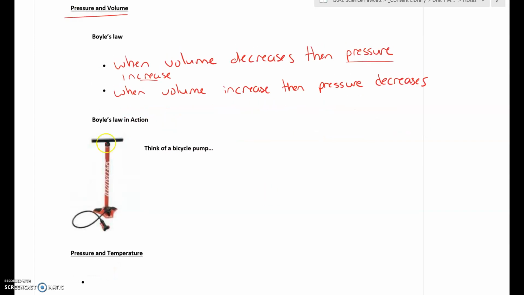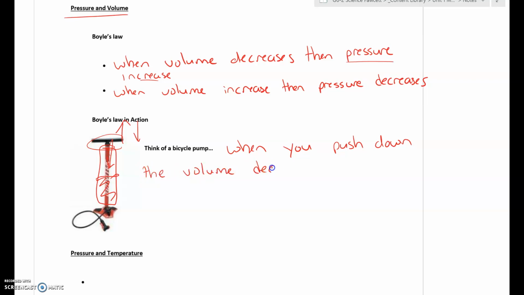If you've ever used a bicycle pump, you take the handle here, you pull it up, and then you push it back down. When you push down on the bike pump, you are decreasing the volume of air inside that bike pump. You're pushing it down, you're making it smaller, and you're compressing the gas. So when you push down, the volume is getting smaller, and that makes the pressure go up. So the volume decreases, so pressure increases.